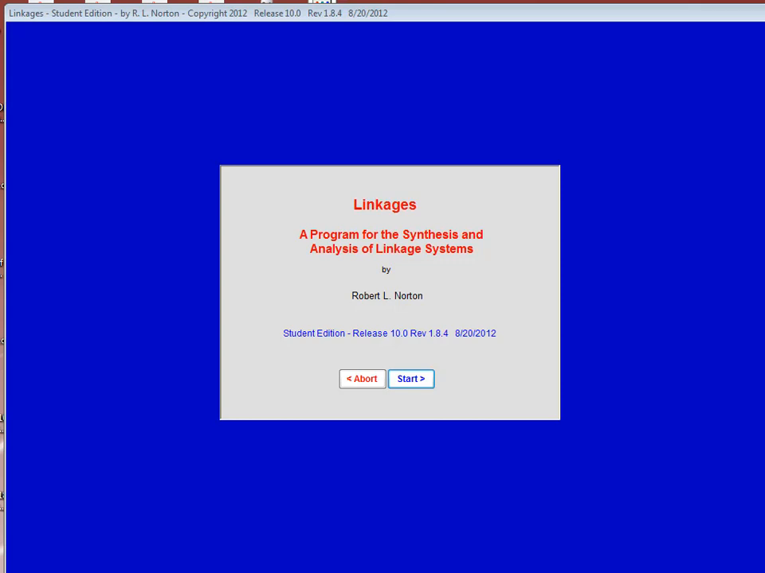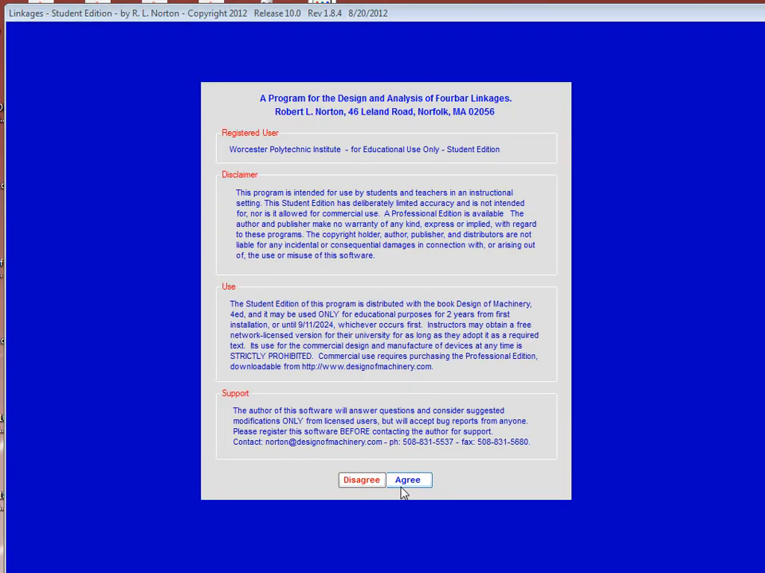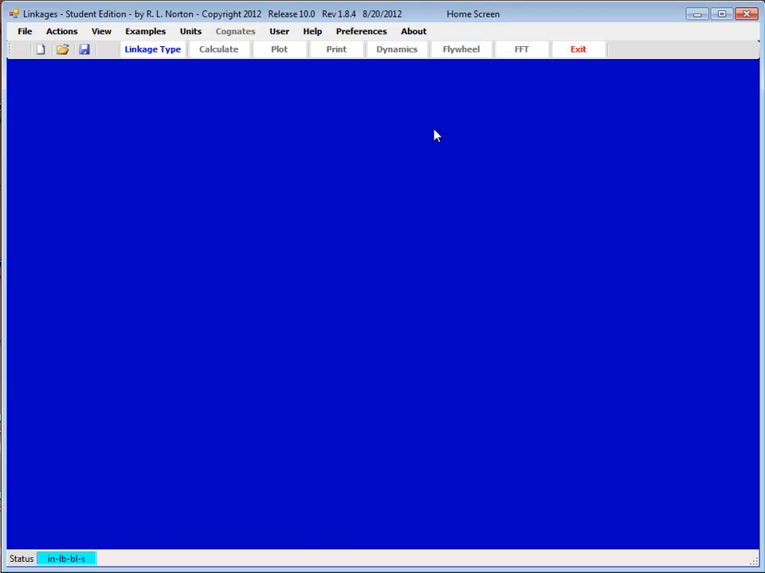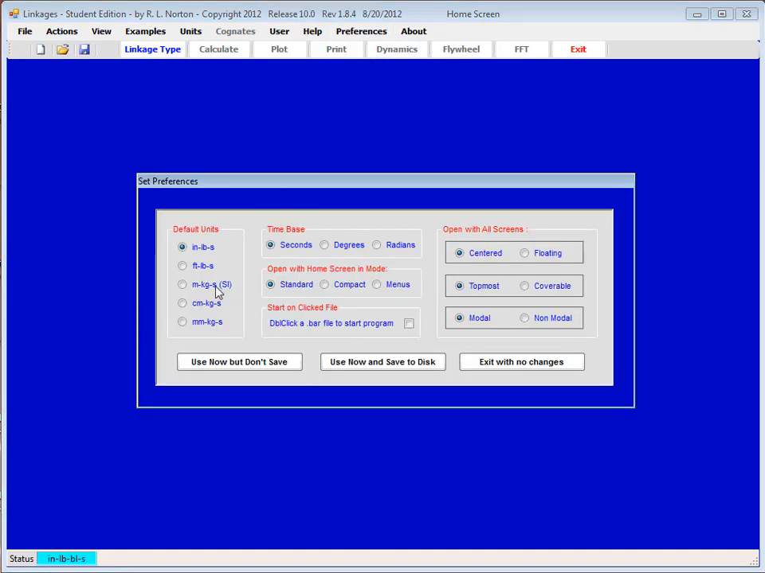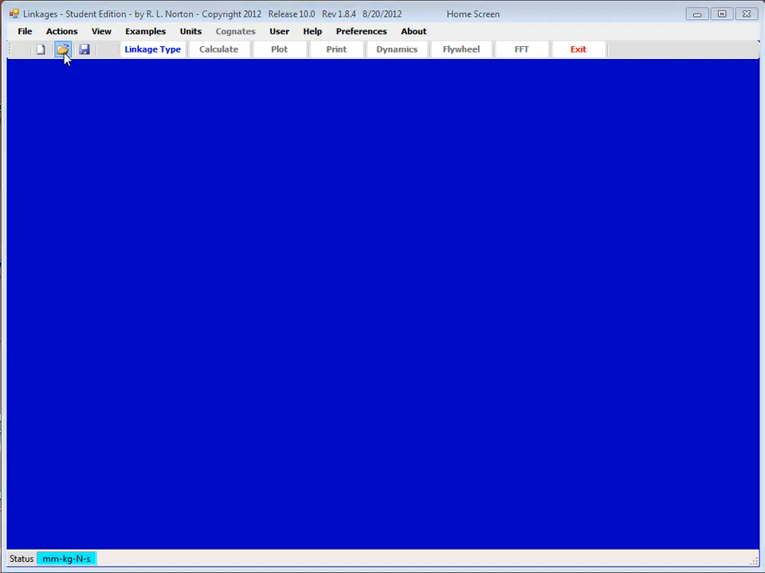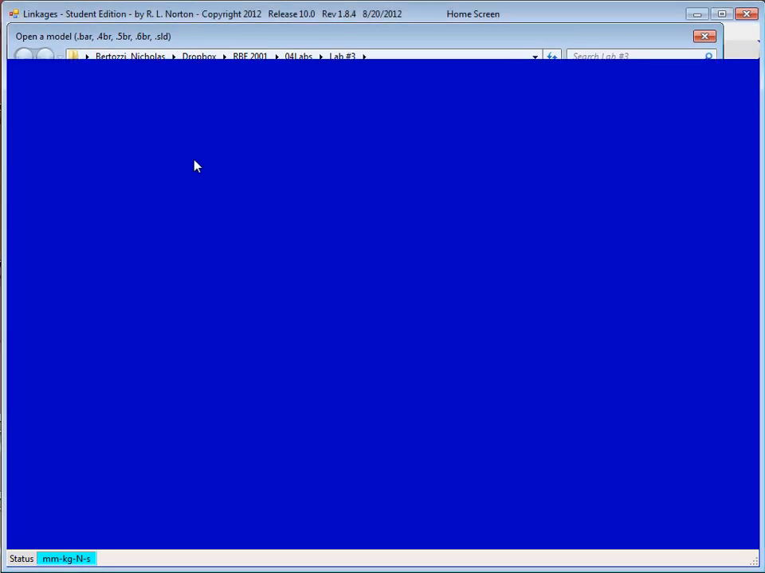In this video, we're going to review how to use the Norton linkage software to generate position and velocity curves for a slider crank. One thing we need to do first is set the preferences and switch to millimeters from inches, because our dimensions for this lab are given in millimeters. And then I'm just going to open the file that I already have set up here.